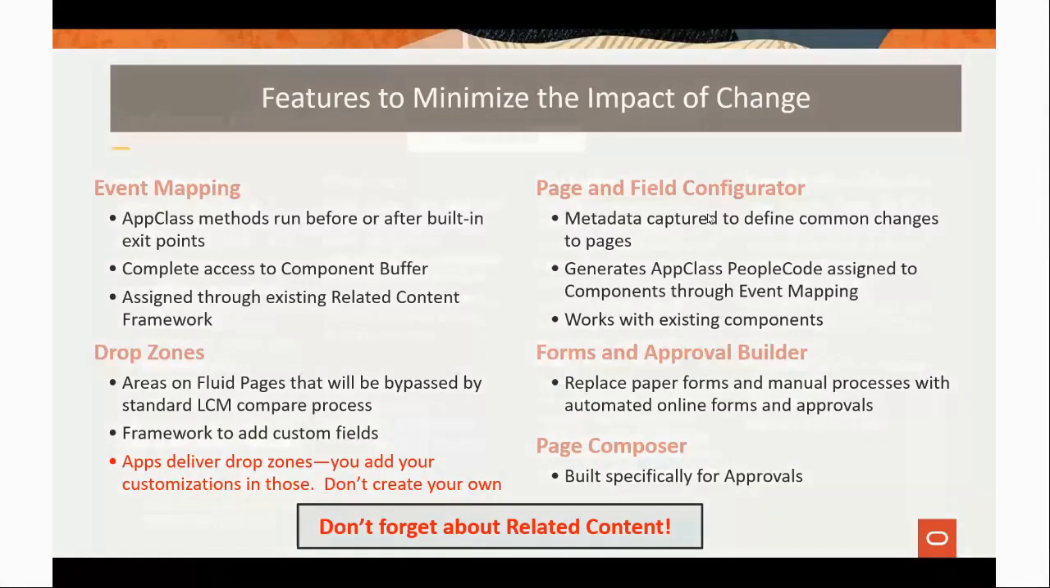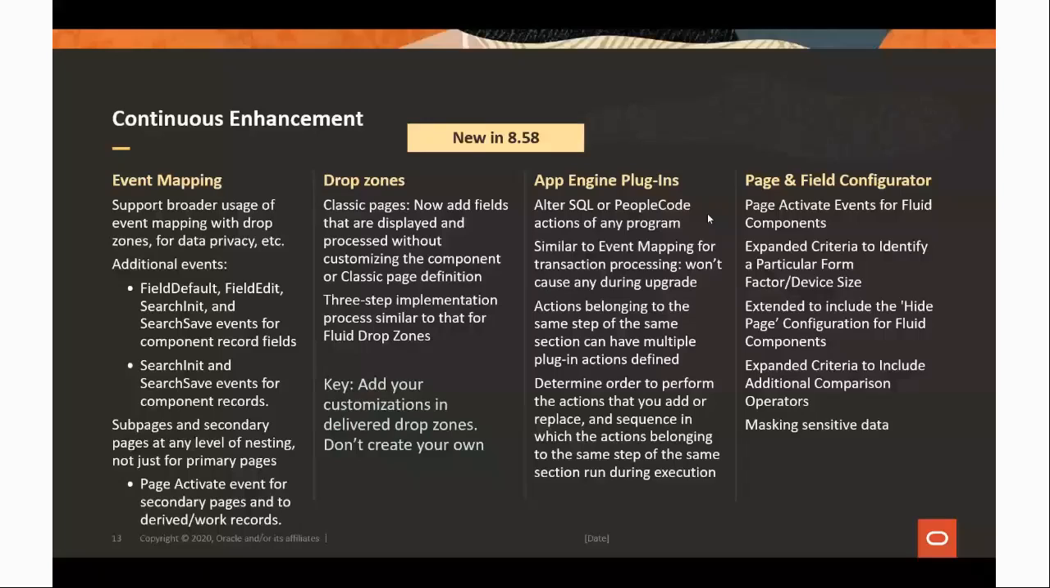So let me talk a little bit about what's coming up in the next release. As I mentioned, in event mapping, we're supporting a broader range of things. You can also add things to sub-pages and secondary pages now. I mentioned the drop zones. You can add things to classic pages now.